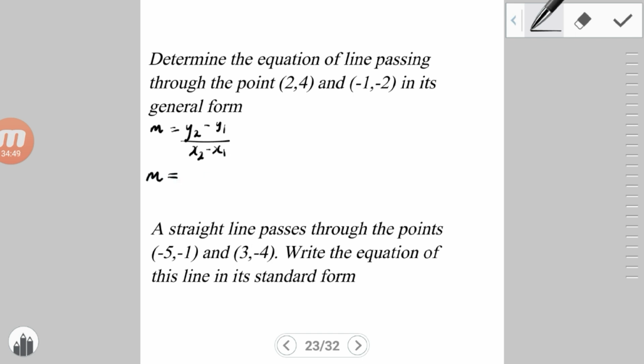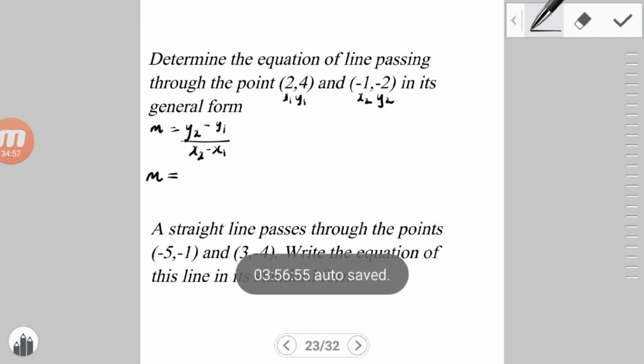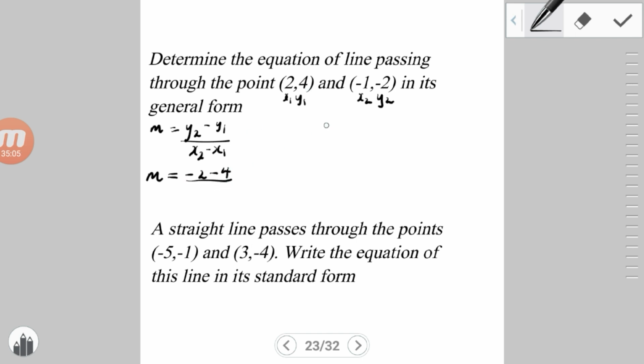So this is more practice for us when it comes to gradient. Let's label our points, x1, y1, x2, y2. So m is equal to y2, which is negative 2, take away y1, which is 4, over x2, which is negative 1, minus x1, which is 2. If you work this out, you're going to find that here is negative 6 divided by negative 3, which works out nicely to be equal to 2. And that there is the gradient of this particular line.